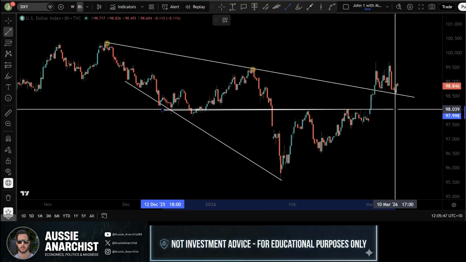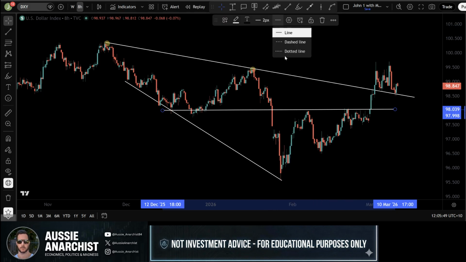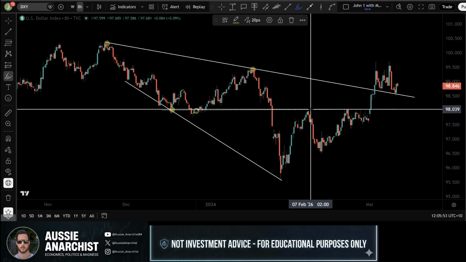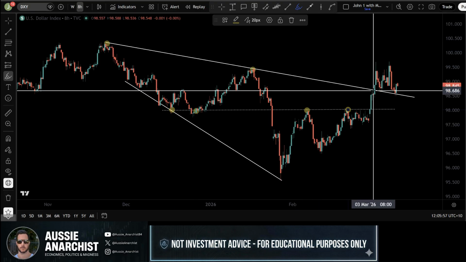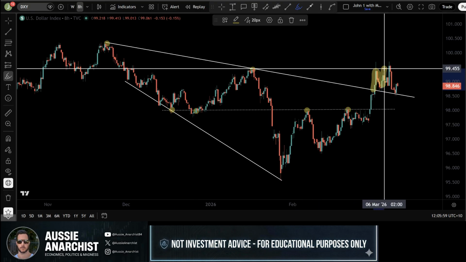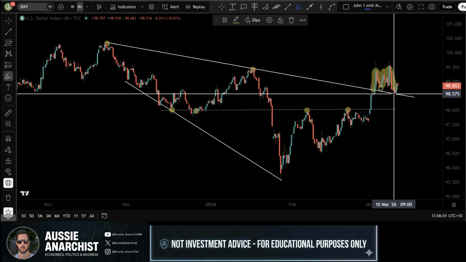We can see that was a pretty significant level there as well. I'm just going to put a dotted line across there. But you can see a lot of consolidation around this level, testing, breaking out, and then of course breaking out from this resistance level here. Lots of consolidation. It's bouncing across.